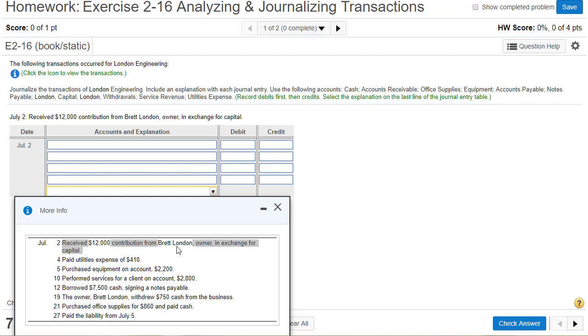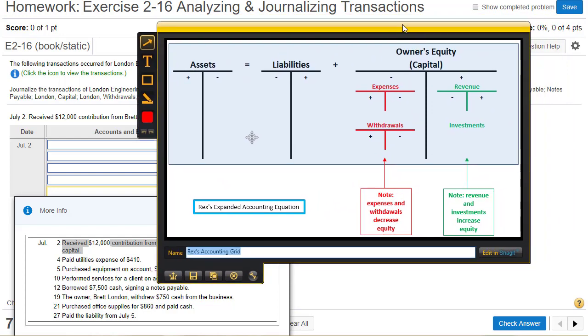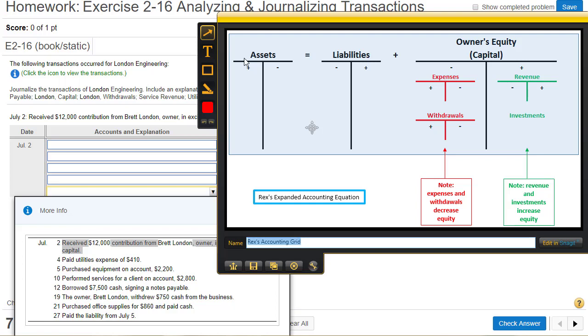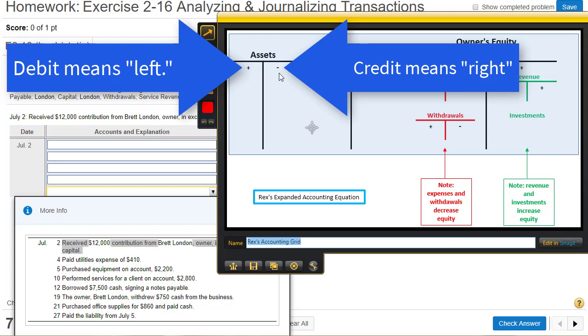It was a contribution from the owner in exchange for capital. So I like to analyze cash first because it's the easiest one for students to understand. So getting back to my accounting grid, cash is what type of an account? It's an asset. It's everybody's favorite asset because it's the easiest to spend. So now we have to figure out, is this cash going up and is therefore a debit, which is just left, remember, debit means left, or is cash going down, which would mean it is a credit, which means right.